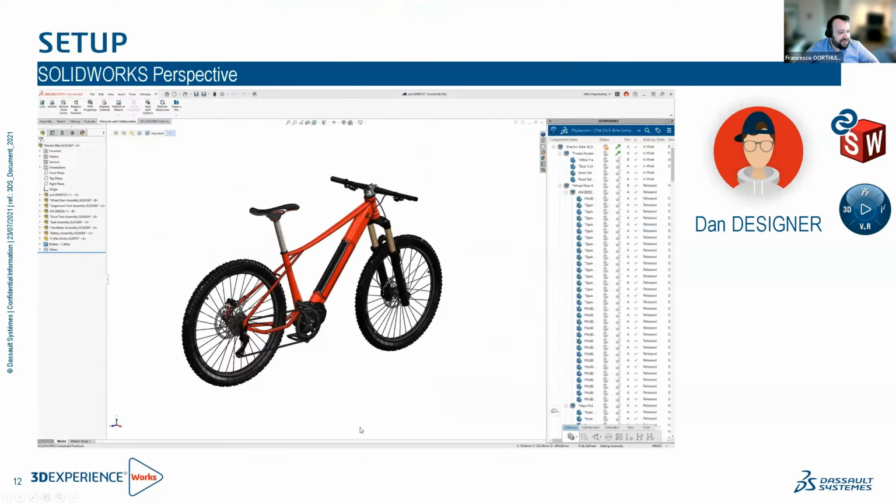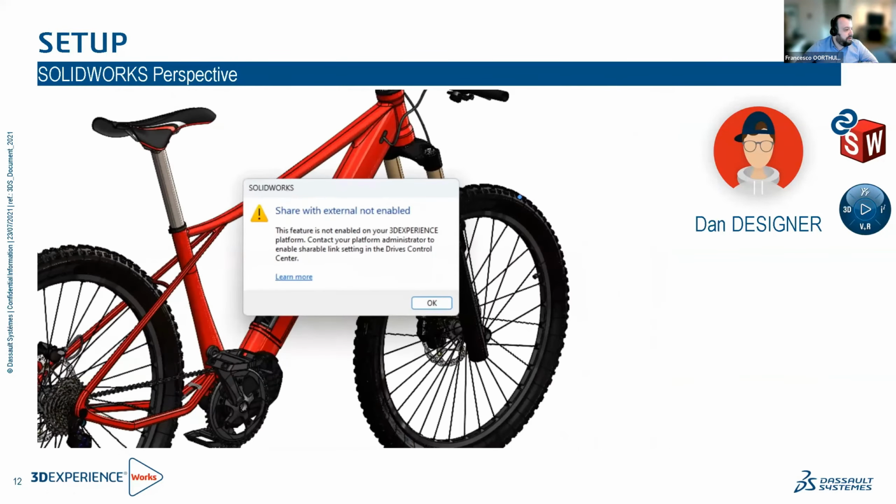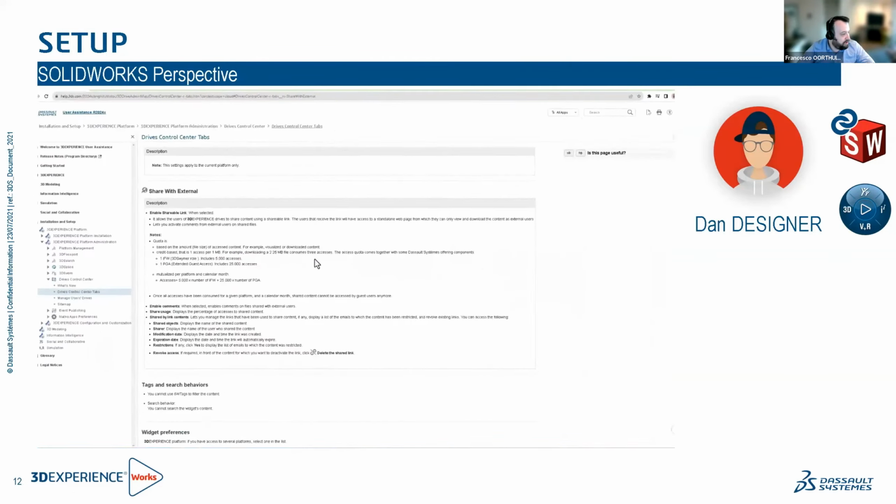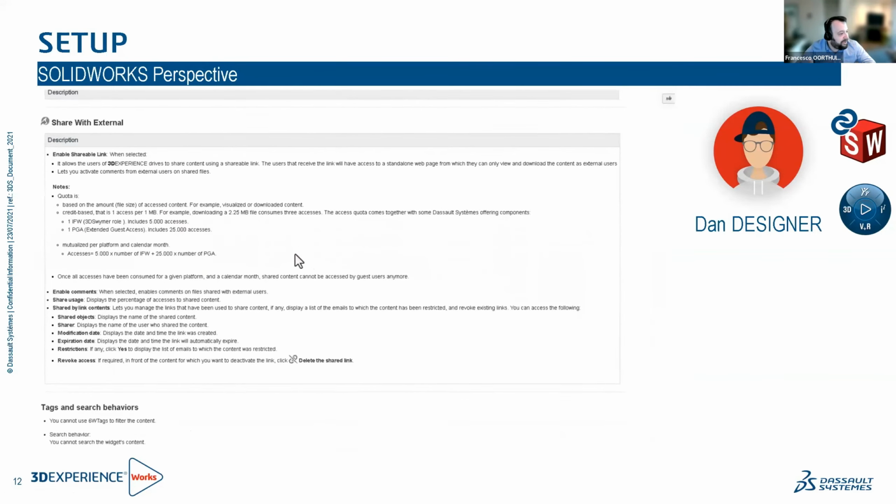So if we take Dan's perspective, and he has Cloud Services, within SolidWorks you have the share file button. And if you share, there's a possibility that you get this error message: Sharing is not available with external users. In the help file, you get some explanations on what the sharing entails, how much room you have.